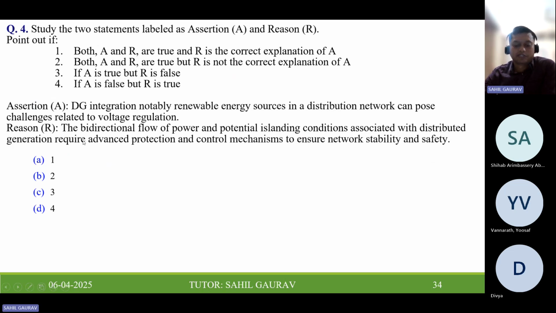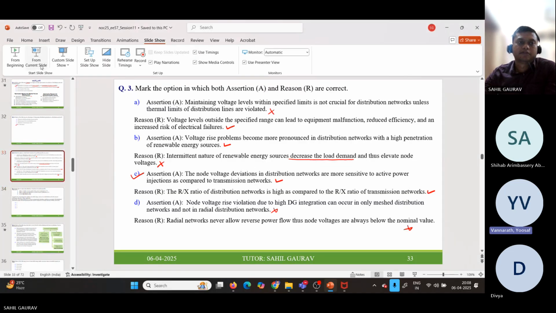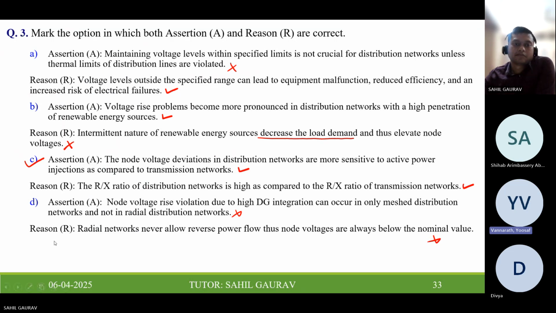Now let us see the fourth problem. I have a doubt in the previous one. Yes. Because when the consumers are using solar, renewable sources, depending on this, the load demand may increase or decrease. If they are using independent solar renewable energy sources, the load demand may increase or decrease. Especially with solar rooftops.